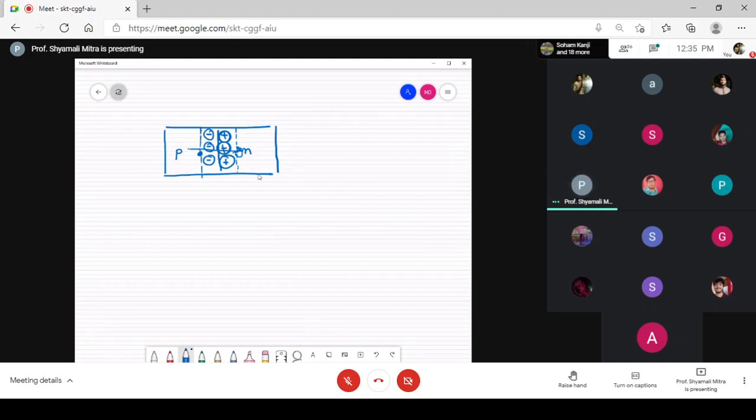Now, as for these minority carriers, say this is Jn and this is Jp, as they go inside from the junction, there are more chances to recombine. So the density decreases exponentially with the distance. So what should their profile look like? Their profile must look like this.